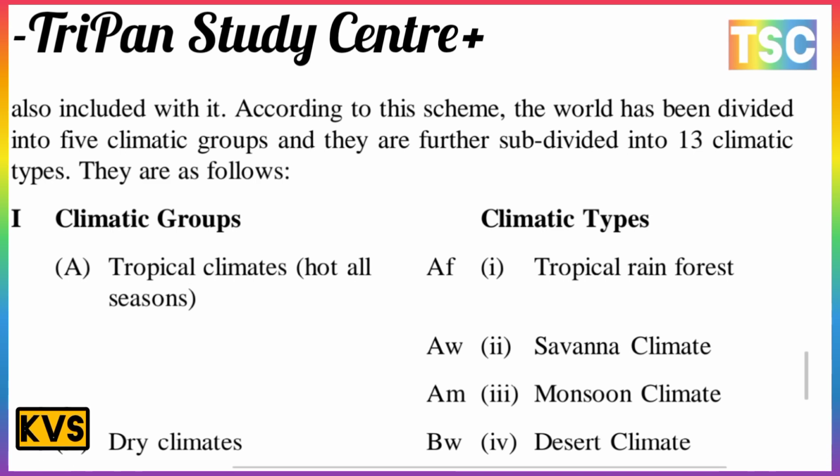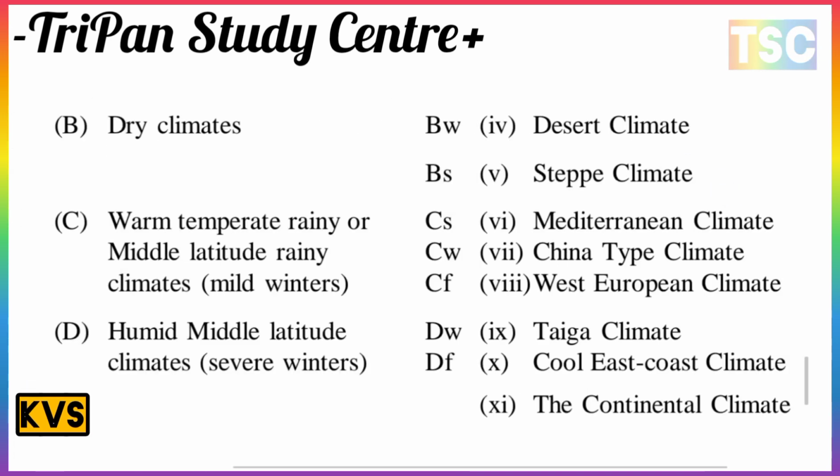The following are the climatic groups and climate types. The first is tropical climate, hot in all seasons: tropical rainforest, savanna climate, monsoon climate. The next is dry climate: desert climate and steppe climate.